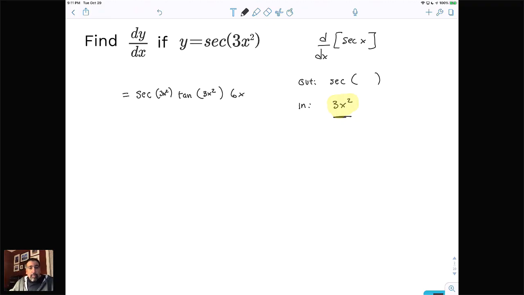So that means taking the derivative of y again. But as we said before, the derivative of y is simply written dy over dx. So our final answer here can be written dy over dx. Personally, I like to bring the 6x to the front, so equals 6x times the secant of 3x squared times the tangent of 3x squared.